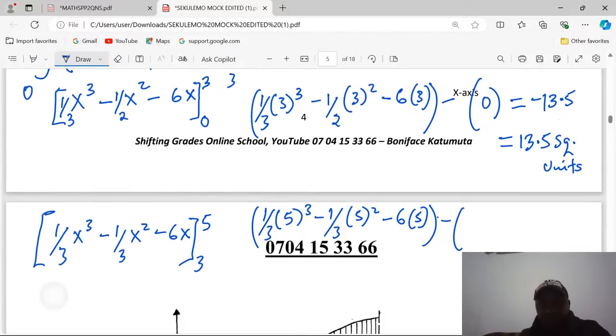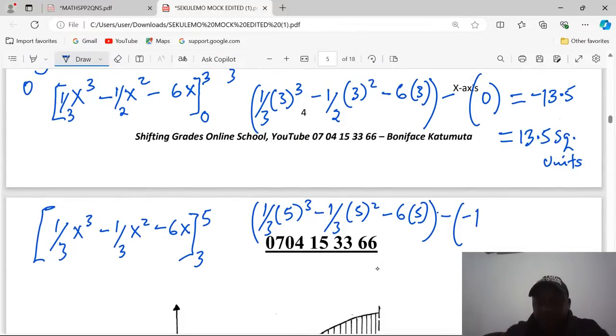When we substitute 3, we get negative 13.5. The value is already up there. We already did that, and we know what we get in case we substitute 3.